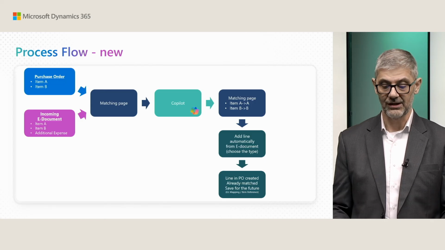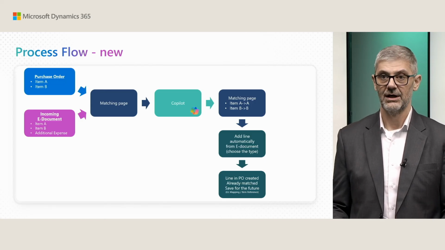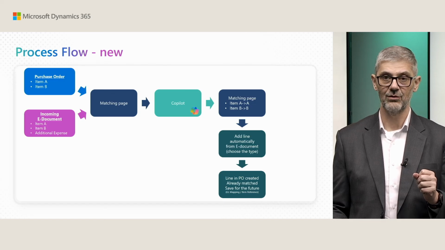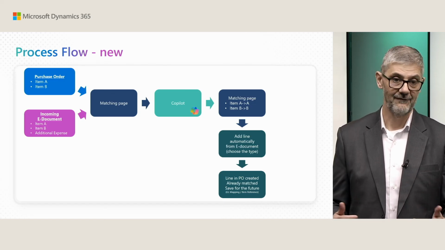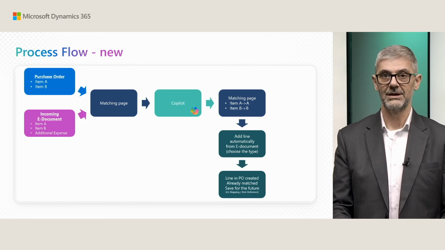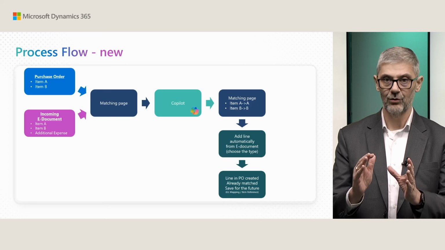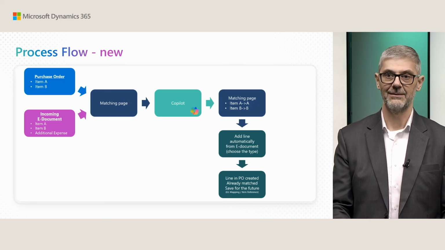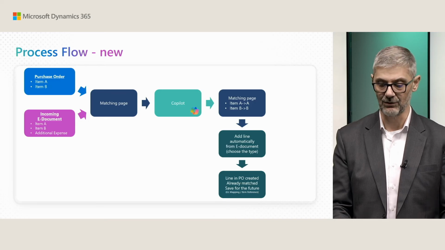You can also decide to save these for future usage if we talk about items and GL accounts, because we do not have item references or GL mapping for other options. So this is what we did in this process flow. Now we enabled adding new lines, plus adding different types, not only items and GL accounts.